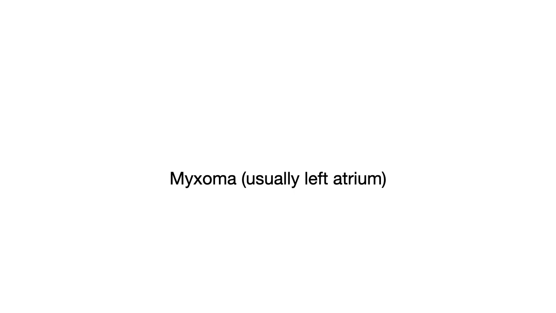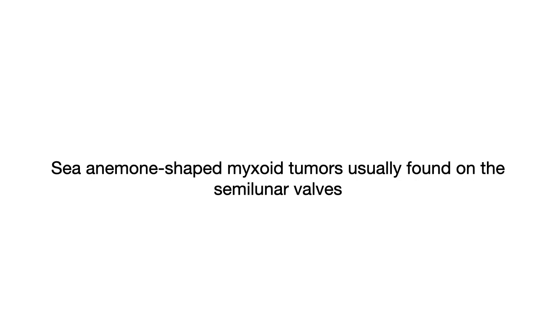This is the most common primary tumor of the heart in adults, atrial myxoma, usually left-sided. These are sea anemone-shaped myxoid tumors, usually found on the semilunar valves, papillary fibroelastomas. This is the most common primary heart tumor in children, rhabdomyomas.